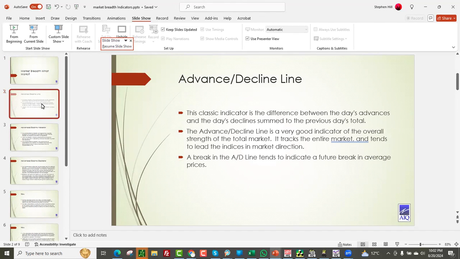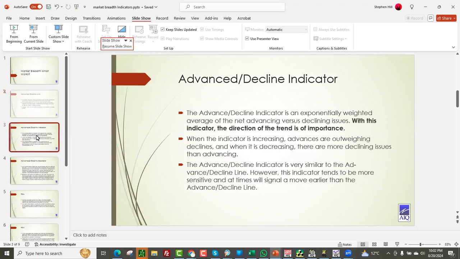So the classic advance decline line is very simple. It's the difference between the advances for the day and the decliners for the day, summed to the previous day's total. So one is taken from the other and then it's added to whatever the previous day's total is. It's a generally very well-known indicator. It does tend to march in time with the market quite a bit. And the thing to look for in the advance decline line is a break, basically a difference in direction of the advance decline line from the price action of the market itself. In this case, again, we're using the Dow Jones Industrial Average. So that's the basic advance decline line.